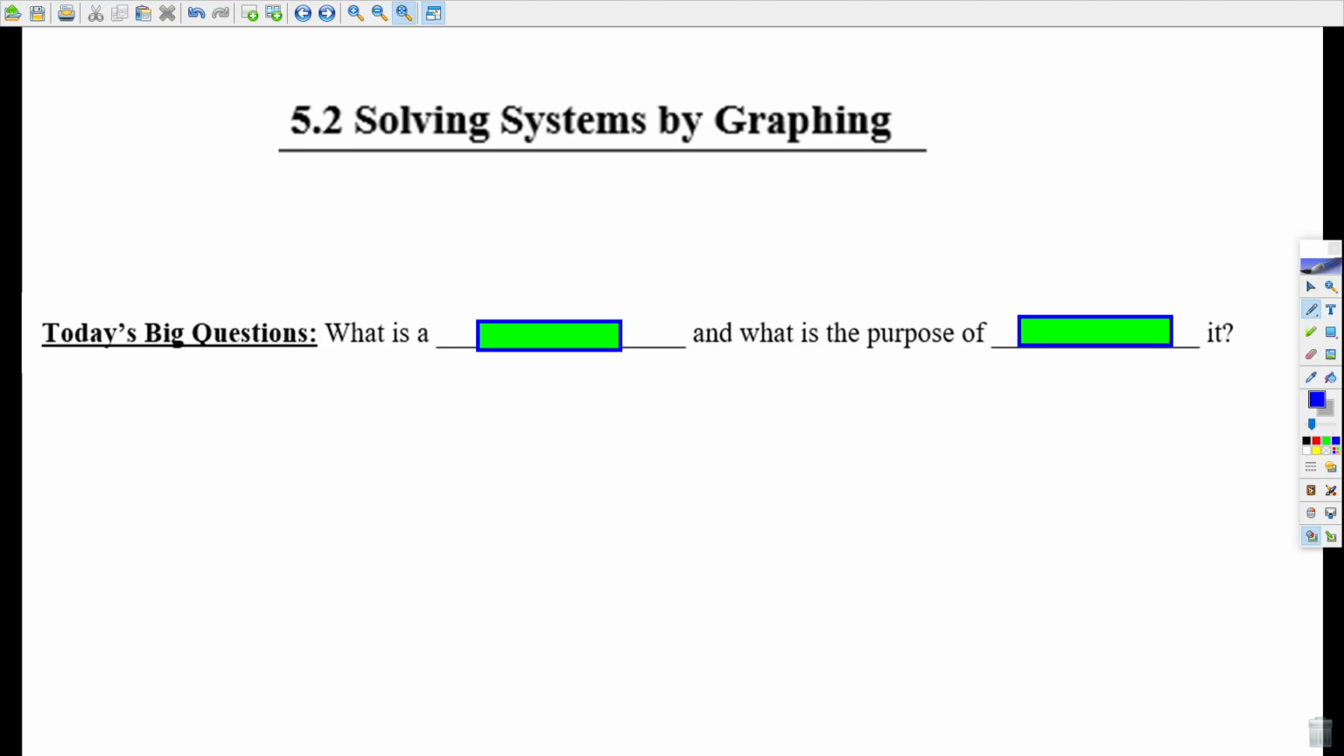Today we're going to start chapter 5. So we're actually skipping chapter 4. We may go back to that a little bit later. But we're starting chapter 5, and we're going to talk about systems. And what is a system? And we're going to try to solve these by graphing.